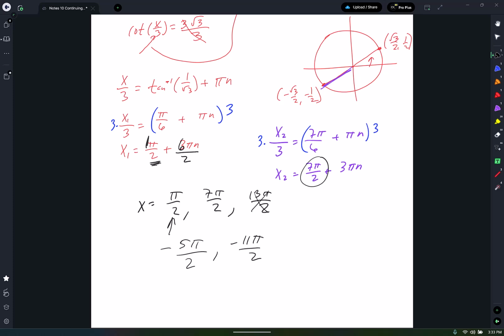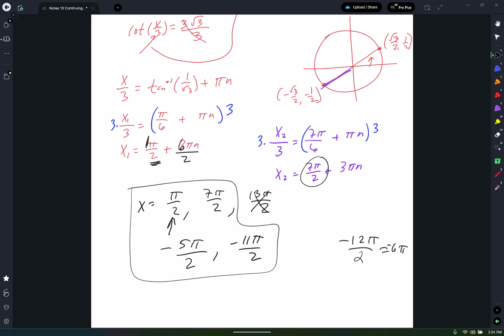Is that bigger than negative 6 pi? No, that is. Right? Because negative 12 pi over 6 is negative 6 pi. I meant to put a 2 down there, so no wonder you guys are like, what? Negative 12 pi over 2, that's negative 6 pi. So negative 11 pi over 2 is a little bit bigger than negative 12 pi over 2. Does that make sense, guys? So there it is. These are my answers.